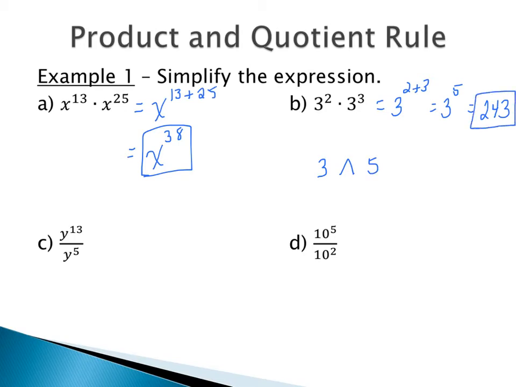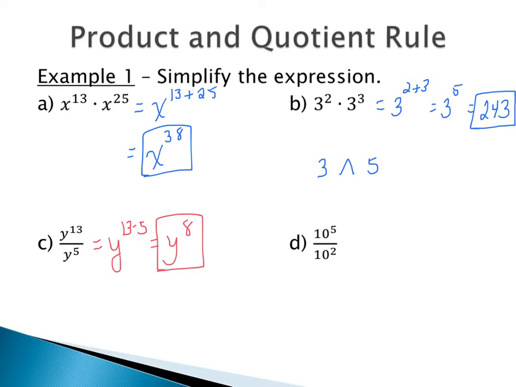With our quotient rule then, we have y to the 13th divided by y to the 5th. They're both the same base. With our quotient rule, we subtract our exponents, so we would have y to the 13 minus 5. So 13 minus 5 is just 8, so this stays y, and we raise it to the 8th power.